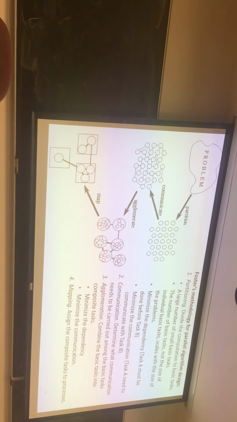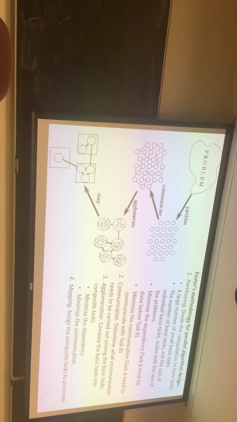The other thing we need to think about is the dependency between different tasks. That means if some tasks need to be completed before other tasks, those can also be very difficult to parallelize. So you want to minimize dependency among those tasks. Once you know the interdependency between tasks, then you can agglomerate them into composite tasks. The idea is to minimize, again, the dependency and the communication between these composite tasks.